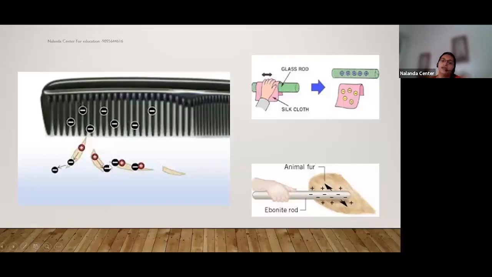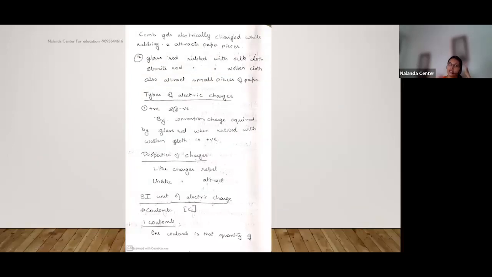All right. So same thing is going to happen when an ebonite rod is rubbed with animal fur. All right. So then also the charges are going to appear. These kind of charges which do not move, they are known as static charges. And we know that the charges are of two kinds, which is positive and negative. Now, which one is positive and which one is negative? See, by convention, there is no hard and fast rule.